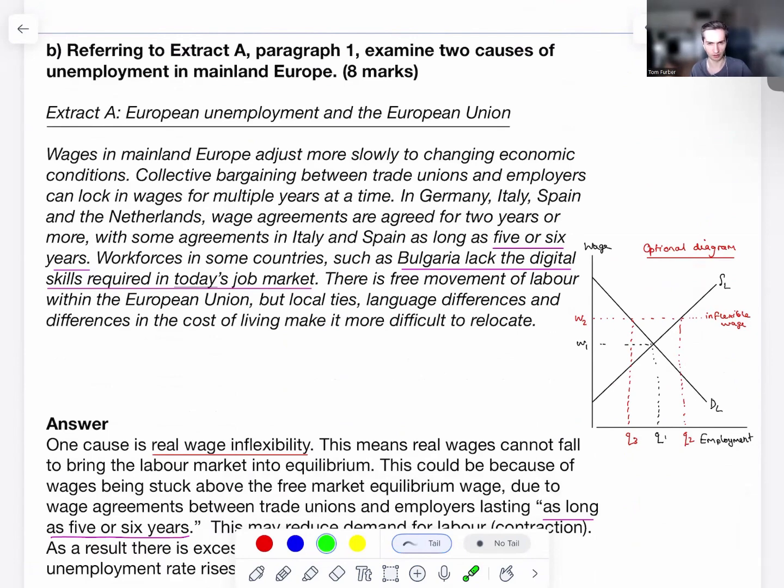Referring to Extract A, paragraph 1, examine 2 causes of unemployment in mainland Europe. This is the 8-mark question, and here's the extract section on this. So a few relevant points I pick out from this extract.